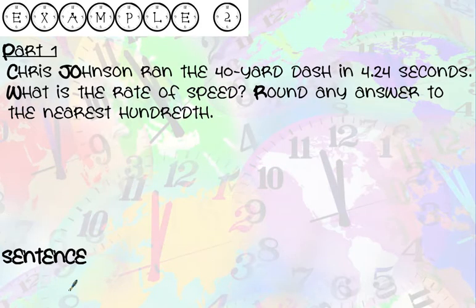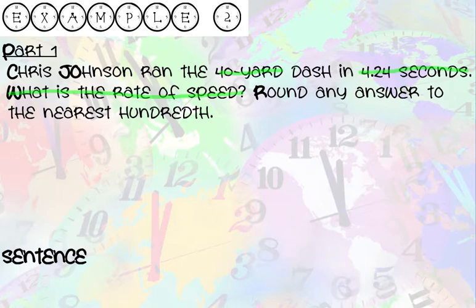So what we're going to do, we're actually going to skip example 1 and go to example 2. We're going to look at Chris Johnson, who ran the 40-yard dash in 4 24/100 seconds. And we want to know what is the rate of speed. We're going to round our answer to the nearest hundredth. So here, he ran the 40-yard dash in that many seconds. What is the rate of speed?